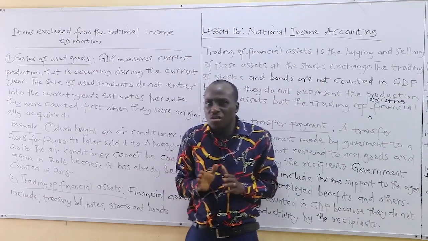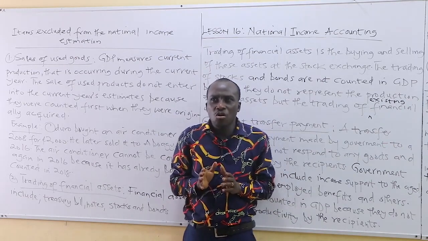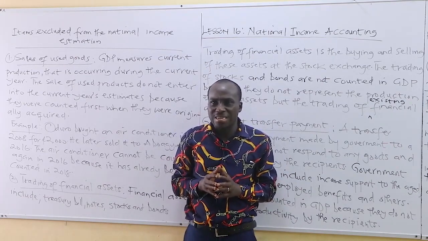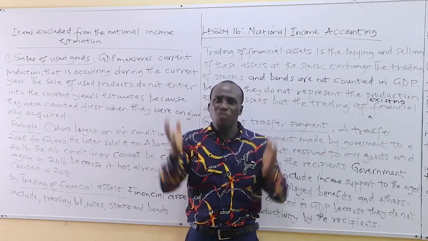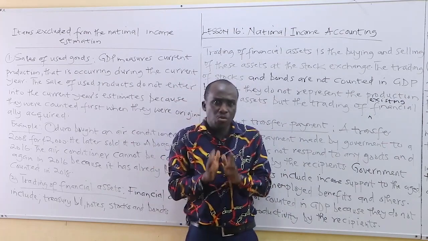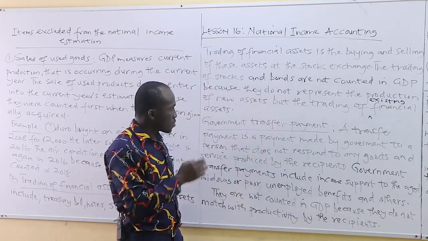Why are we doing this? We are trying to avoid double counting, so that we can know the true value of the GDP without any double counting or overestimation.